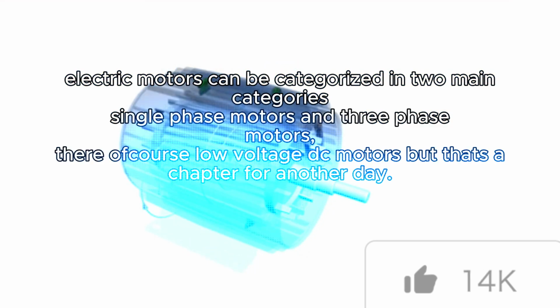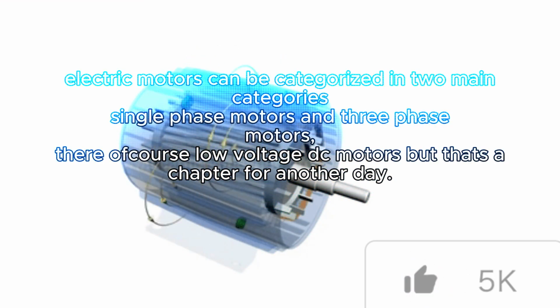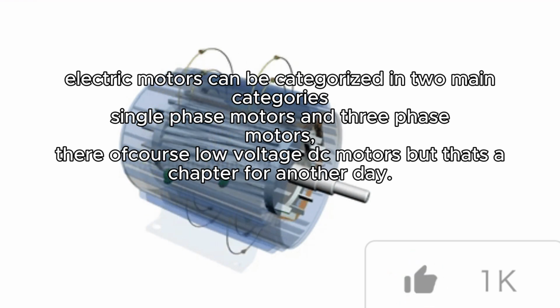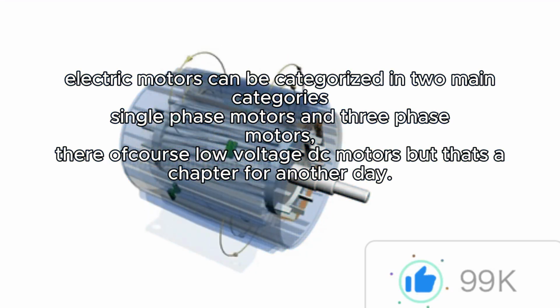Electric motors can be categorized into two main categories: single-phase motors and three-phase motors. There are, of course, low-voltage DC motors, but that's a chapter for another day.